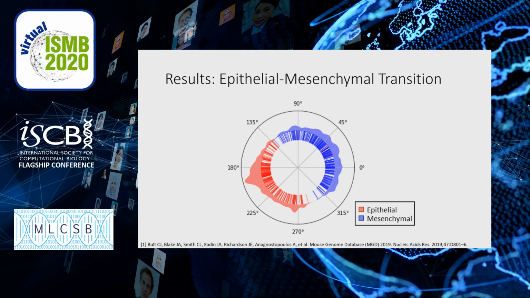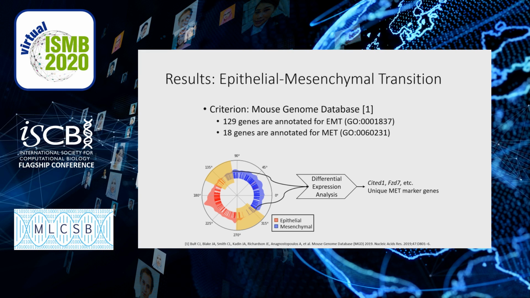Again, we use the circular plot to show the embeddings. The red lines are for epithelial cells, and the blue lines are for mesenchymal cells. We find that the two types of cells are well separated by cyclone. But are there two types of transitions? We picked out the cells near the two transition points and found differentially expressed genes between them. In the results, we find a few unique MET marker genes which don't show up in the EMT gene set. This means that the two transition points may really correspond to EMT and MET respectively.